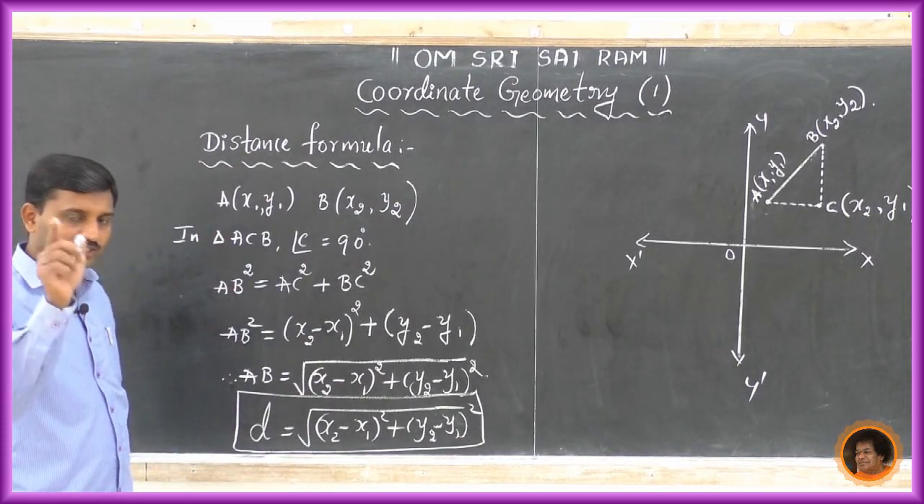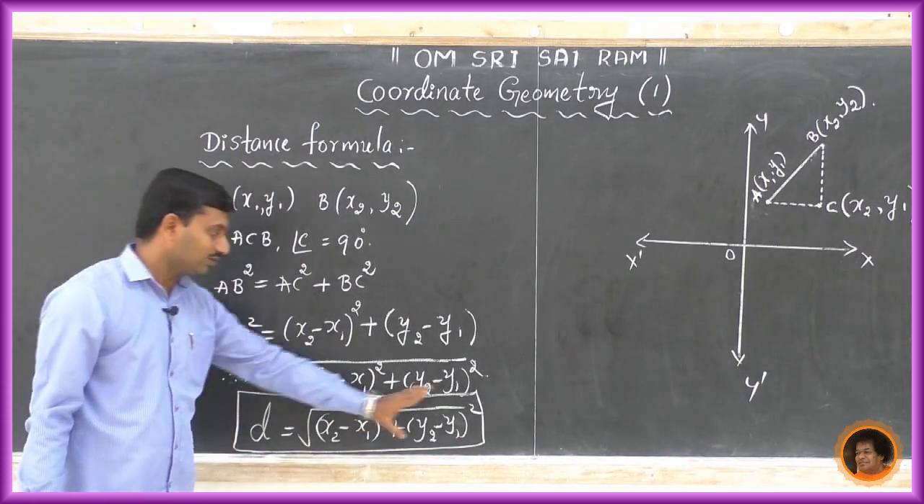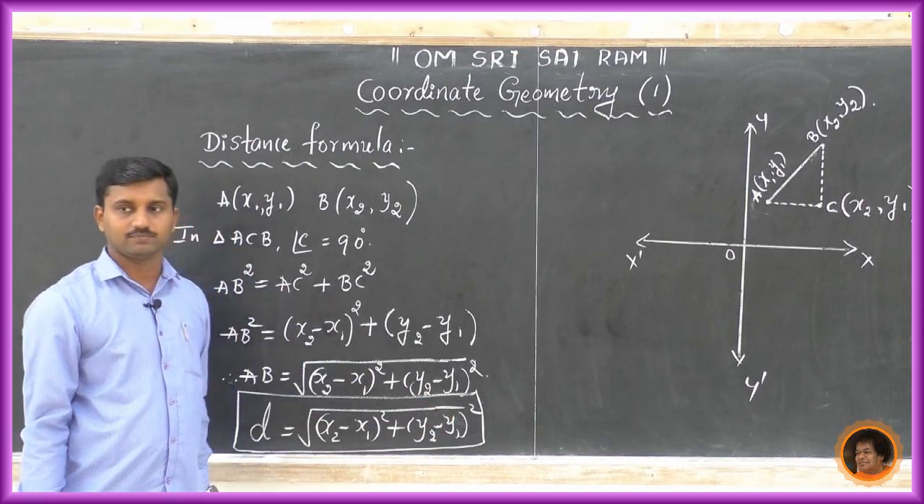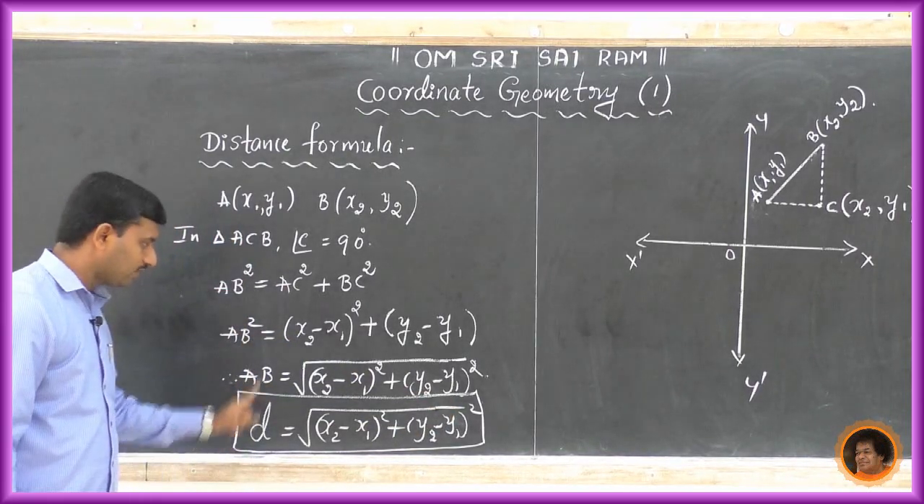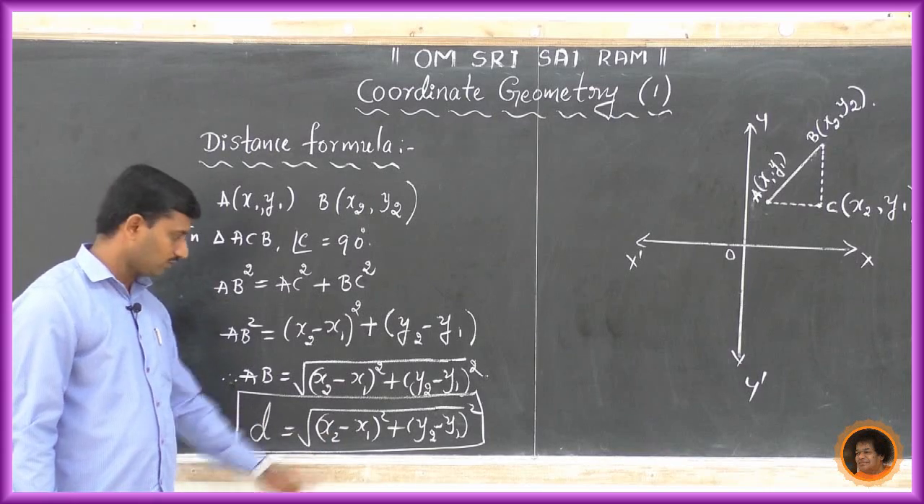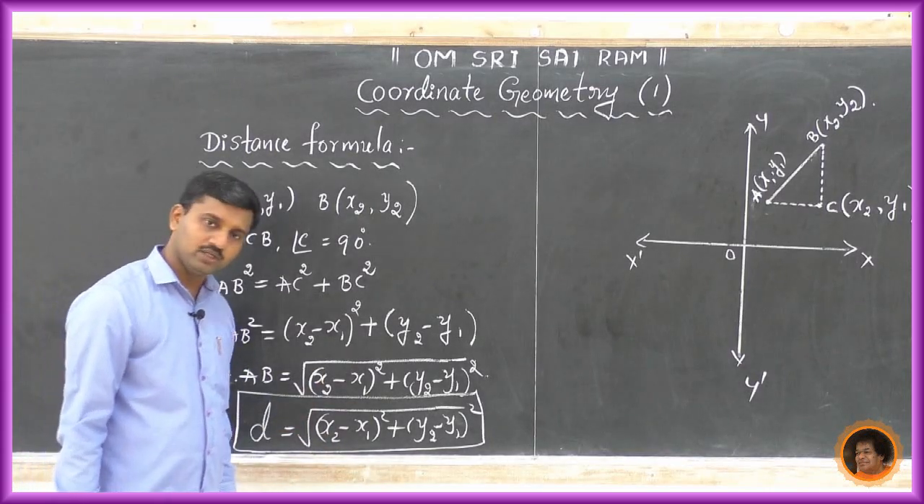So I think it is clear. What is the formula? Just recall the formula. This formula is known as the distance formula. So what is the distance formula? D equals the square root of x2 minus x1 whole square plus y2 minus y1 whole square.